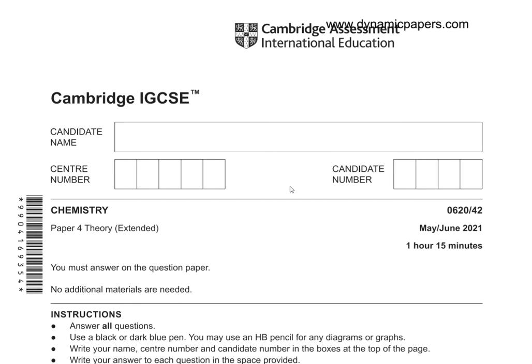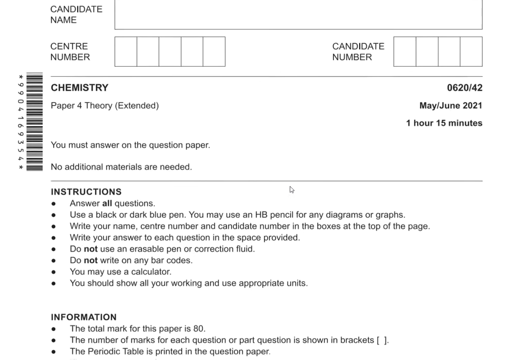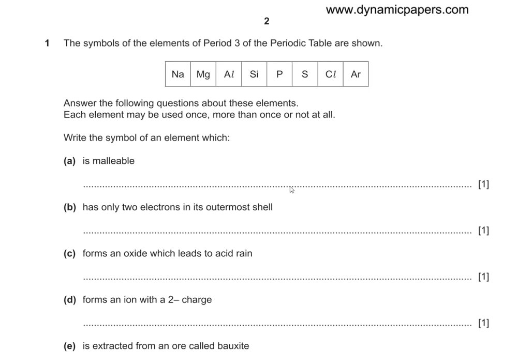Today I'm going over the May-June 2021 variant 2 of the IGCSE Chemistry exam. So let's get started with question 1. The symbols of the elements of period 3 of the periodic table are shown. Answer the following questions about these elements. Each element may be used once, more than once, or not at all.